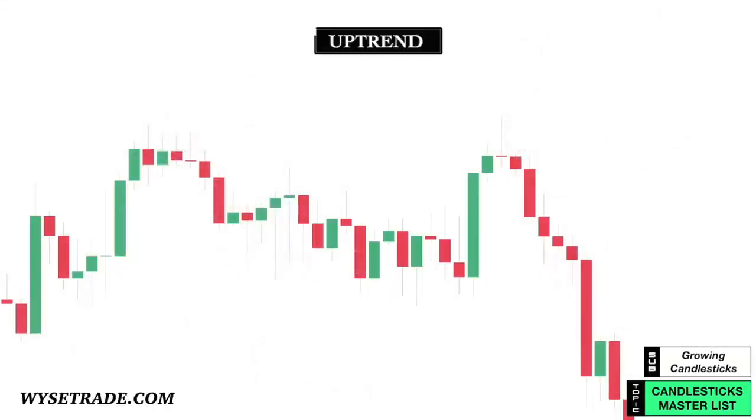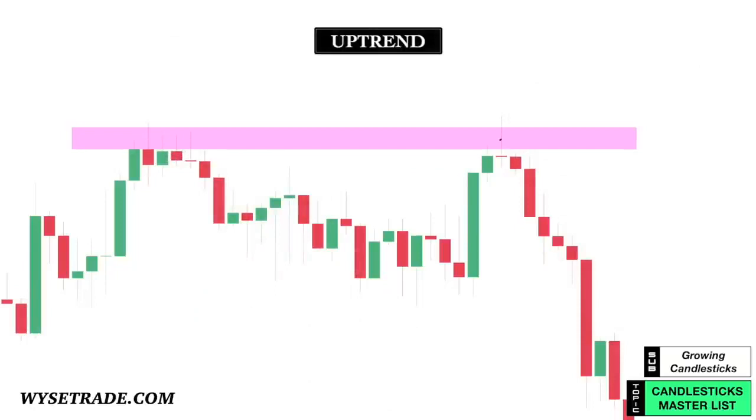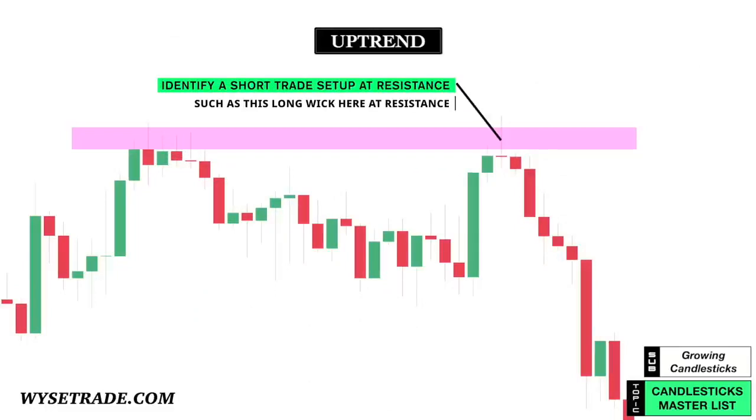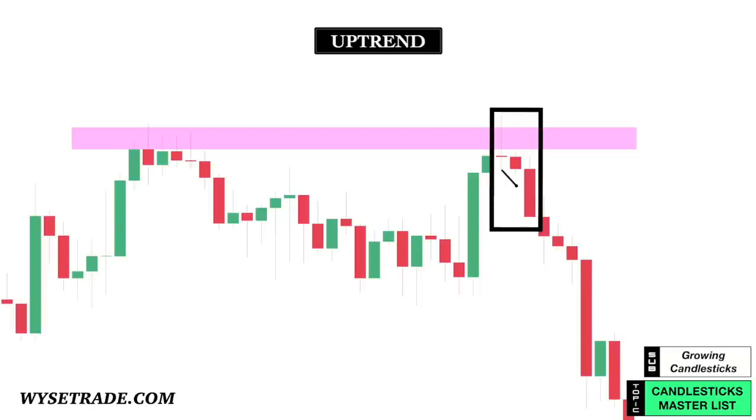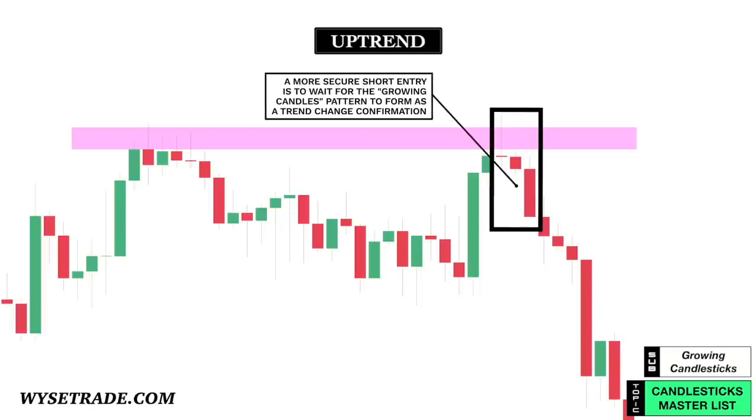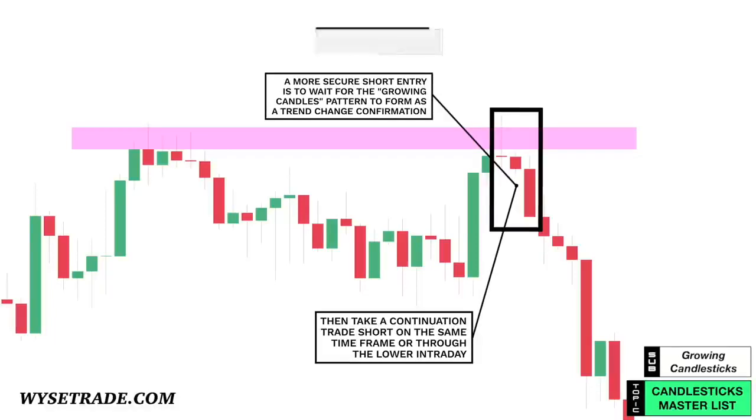Starting in an uptrend, you first need to identify a short trade setup at resistance. Now, some traders will take a short trade right after the long wick candle forms here, which is fine. But a more secure entry is to wait for this candle pattern to form where the candles get larger and larger. Then you would take a continuation trade short.